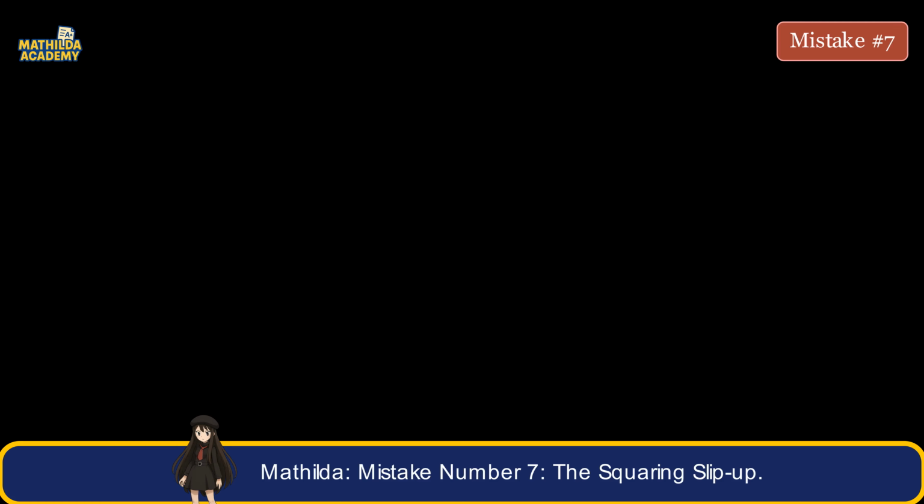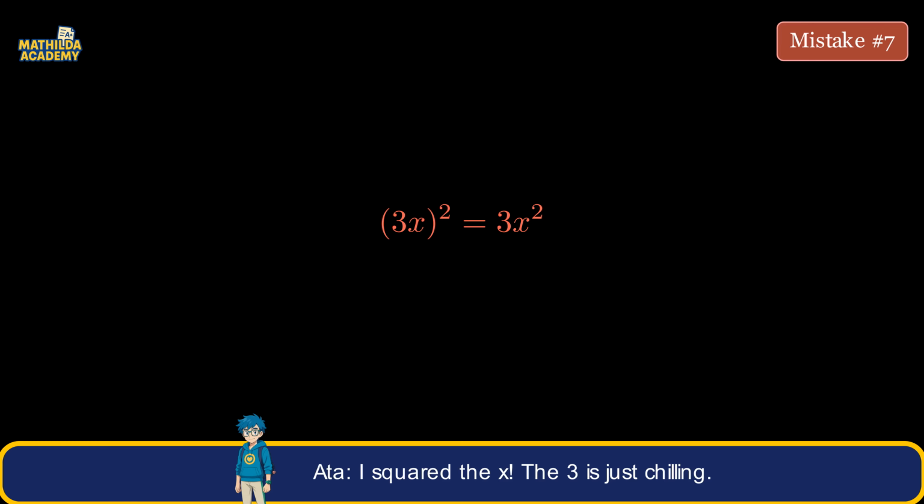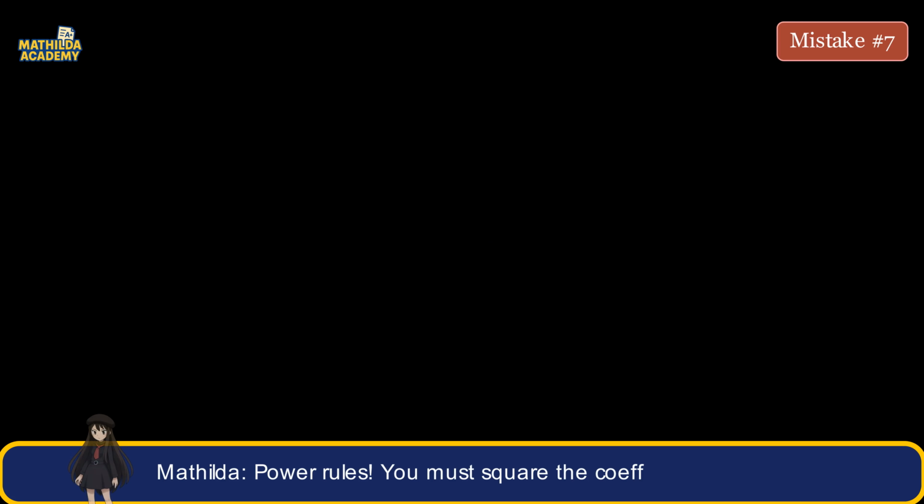Mistake number 7, the squaring slip-up. I squared the x. The 3 is just chilling. Power rules. You must square the coefficient and the variable.